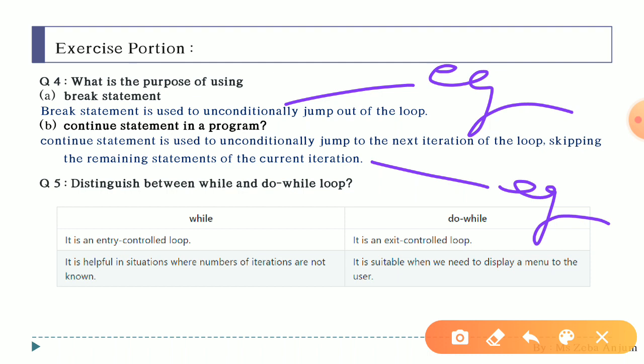So in both the cases you have to include one example. It doesn't matter whatever loop you are using, whether you are using for loop, while loop or do while loop, but according to your choice, please include one example in both these cases, for break as well as for continue.